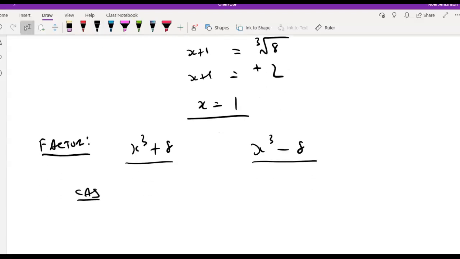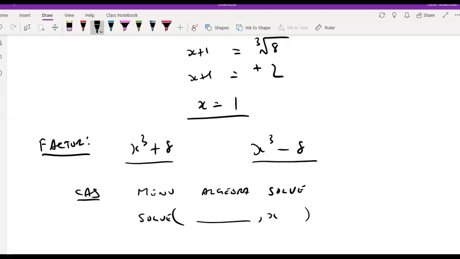You would, of course, use solve from the algebra menu. I think it's menu, algebra, solve. And you're very familiar with that. I'm not going to show you how to do that. Just remember to do the comma x in the solve bracket. Comma x. And you could check with those or use that technique as well. So that wraps up 6D. You should be able to do that. I will finish it off.